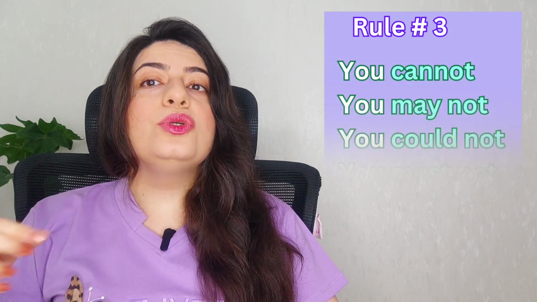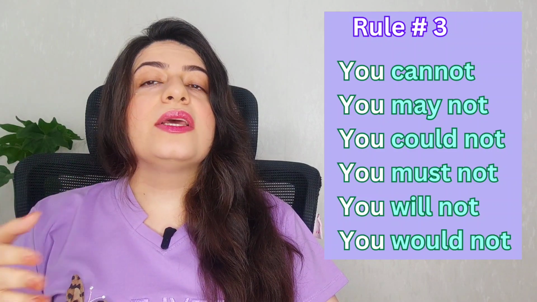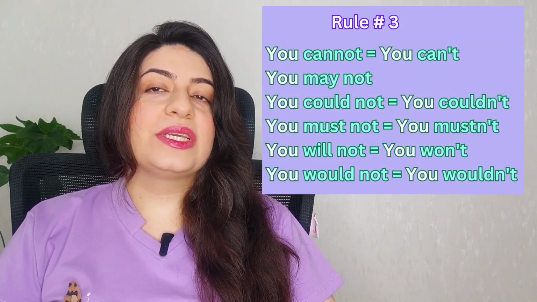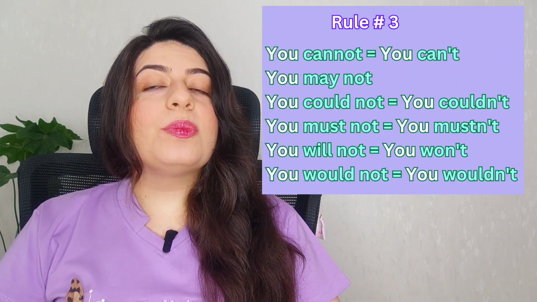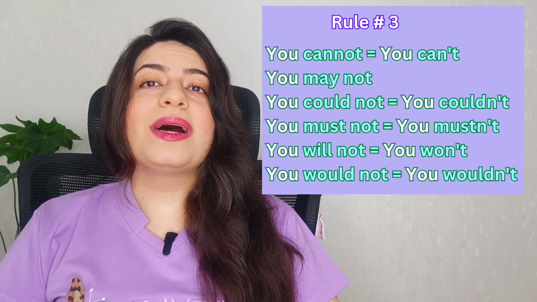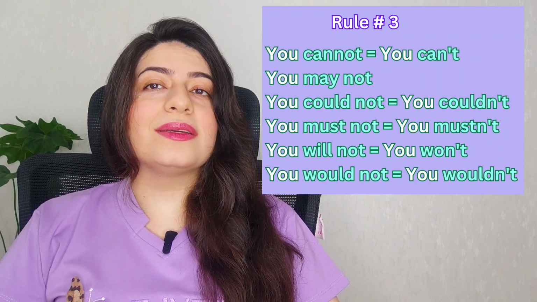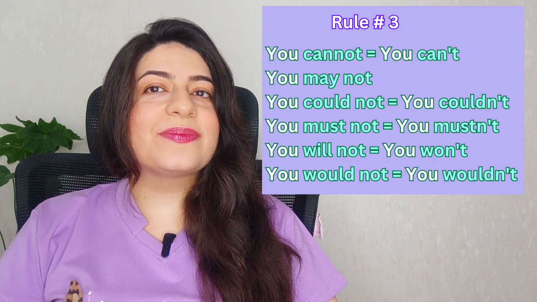You cannot, you may not, you could not, you must not, you will not, you would not. Or we can use contractions. You cannot becomes you can't. You could not becomes you couldn't. You must not becomes you mustn't. You will not becomes you won't. You would not becomes you wouldn't.